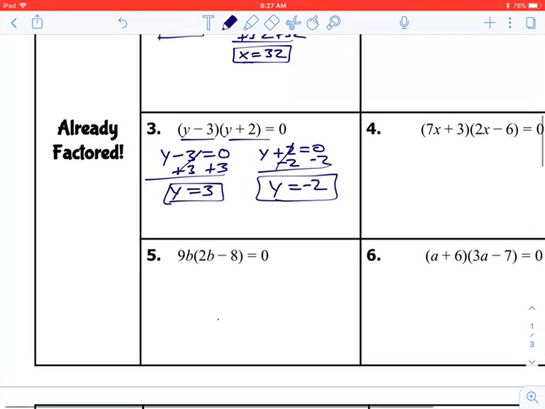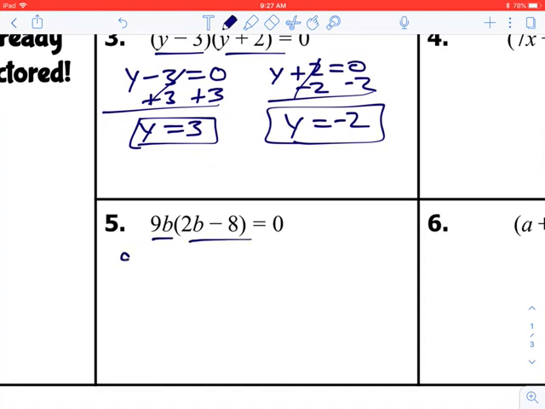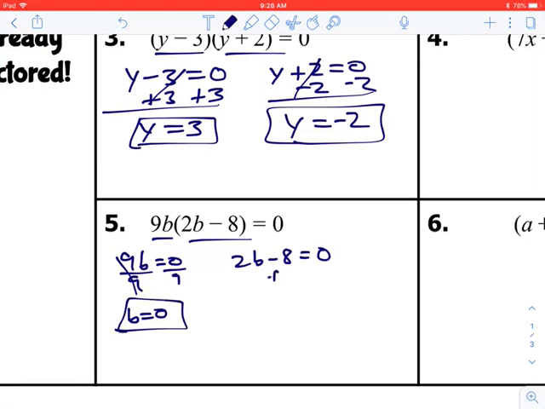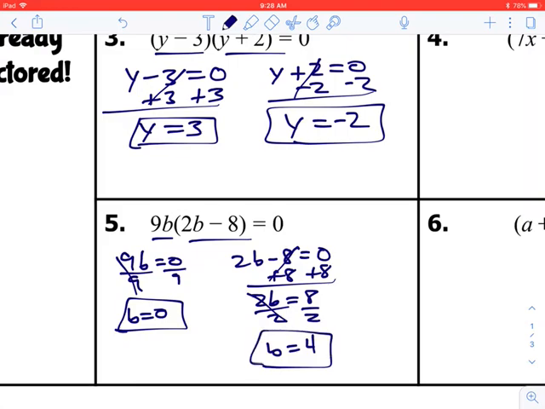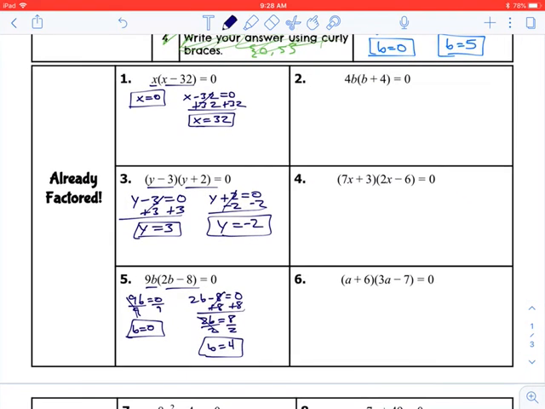All right, one more here. Two factors, 9b equals 0. 2b minus 8 equals 0. So I divide by 9. That's b equals 0. Here, I add 8 to both sides. I get 2b equals 8. Divide by 2, get b equals 4. There we go.